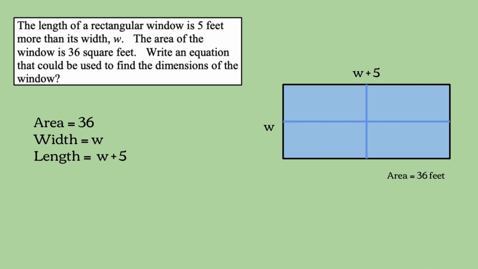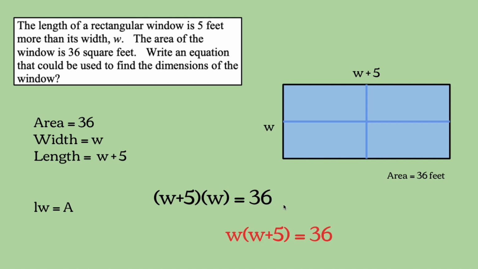We also know that the area of a rectangle is length times width. So once we input our information into our formula, we're going to end up with w plus 5 times w is equal to 36. And if we simplify this down, we get w times w plus 5 equals 36, which is our final equation.